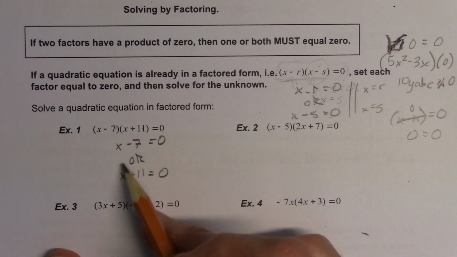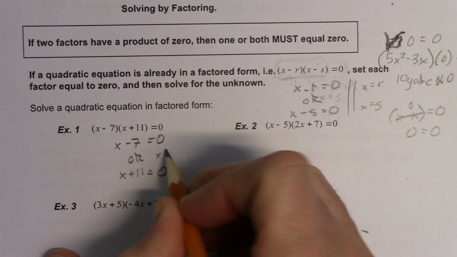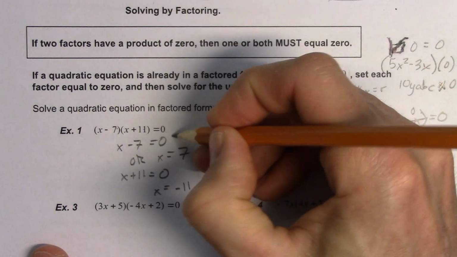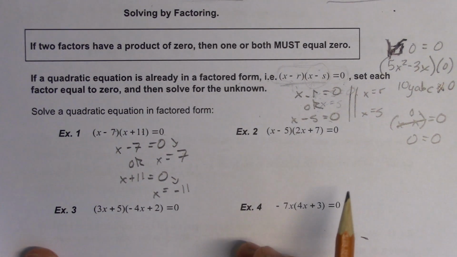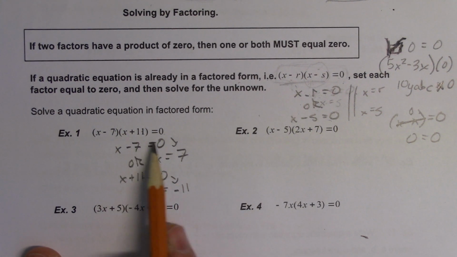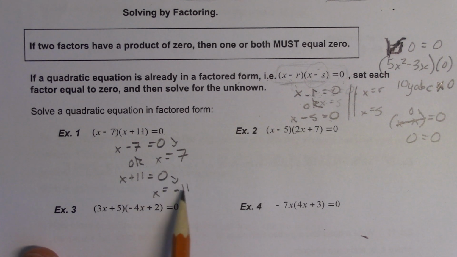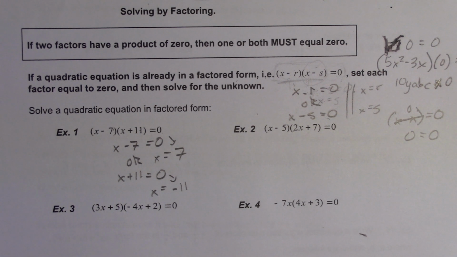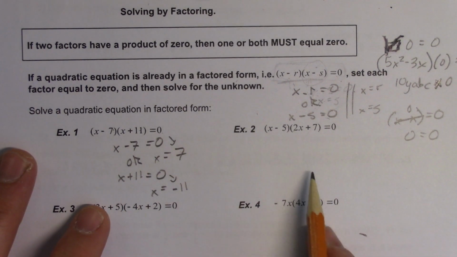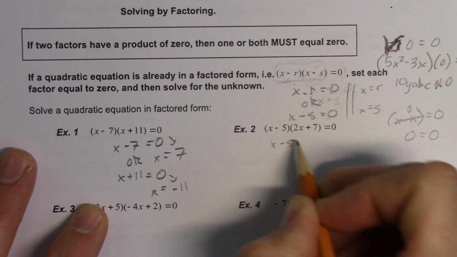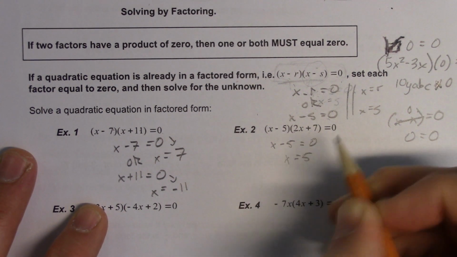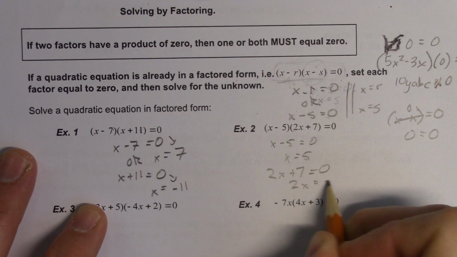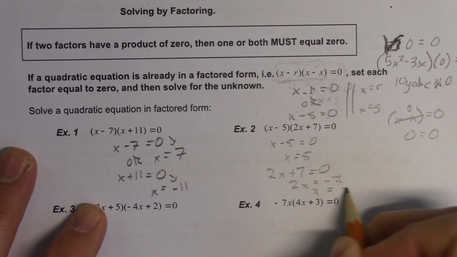Okay, so now that we have these two equations, we can solve them separately. X is going to be equal to 7, and x is going to be equal to negative 11. Everyone, I hope, is very familiar with why that's the case, right? We're moving the 7 over to the other side, we're moving the 11 to the other side, and we're changing the sign. Any questions there? So once we have something in factored form, it's pretty easy. We just set each bracket to 0, so we get x equals 5 for this one. The other one, 2x plus 7 is equal to 0. We're going to move the 7 over. We get 2x equals negative 7. And then we get x equals negative 7 over 2.